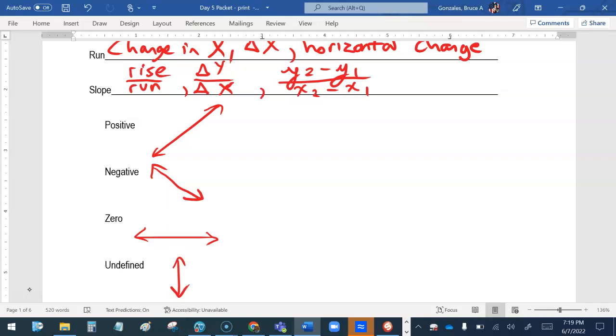Now, one way you can remember that horizontal, left to right, is zero is this way. Horizontal has a z in it, so horizontal from left to right is a zero slope. Undefined is straight up and down. So maybe that'll help you, okay?